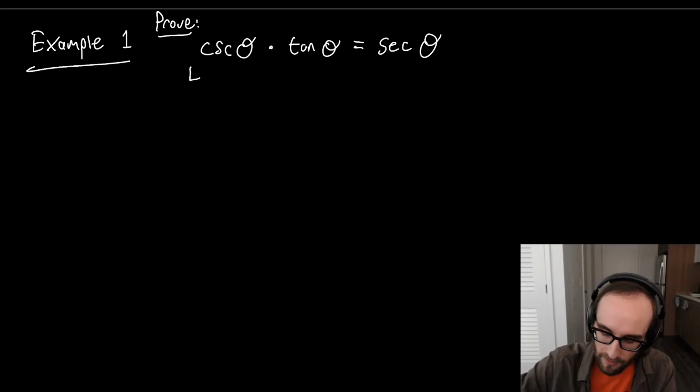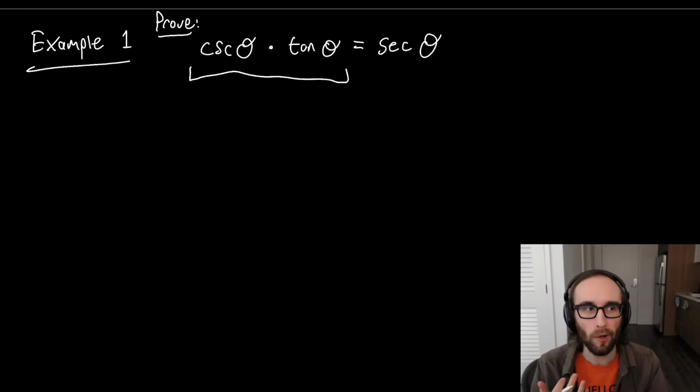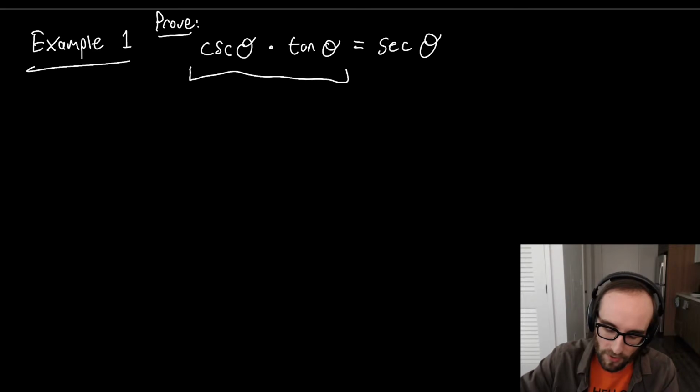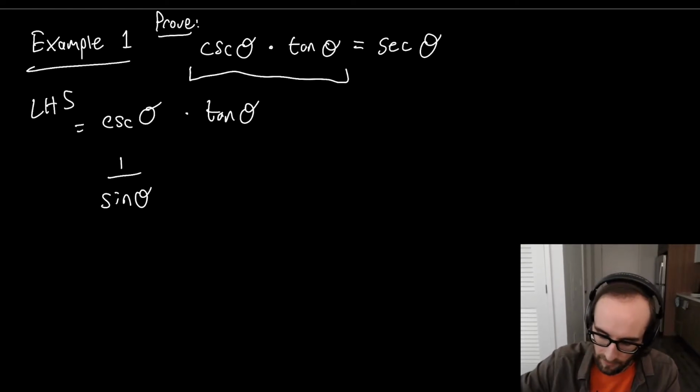So let's take a look at this left side, cosecant of theta times tangent of theta, and let's use our ratios and our reciprocal identities to help us out. So cosecant of theta we know is equal to 1 over sine of theta, and tangent we know is sine over cosine. So we're just looking at the left-hand side here: 1 over sine of theta times sine of theta over cosine of theta.